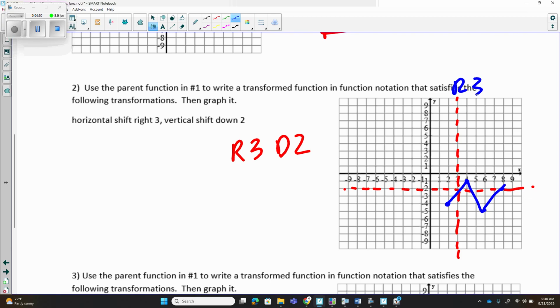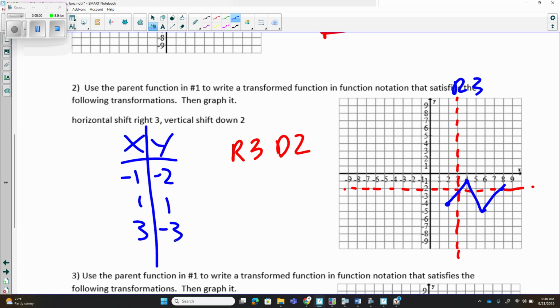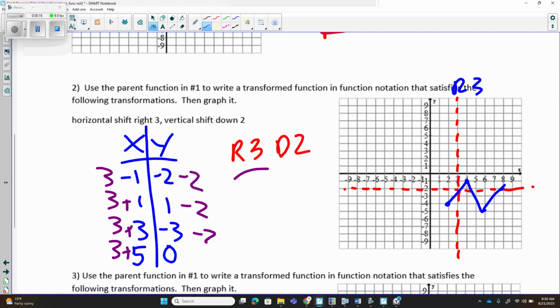You guys need to see the table? All right, so if I was doing a table, you remember your points were -1, -2, 1, 1, 3, negative 3, 5, 0. So if I'm moving it right 3, I'm going to do what? Add 3 to my x's. I'm going to subtract 2 from my y's. When I get those points, that's 2. That is negative 4. We'll look at 2, negative 4. That's where I'm at. Okay? You can do it by the table.